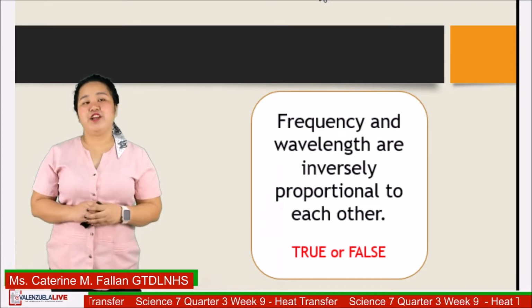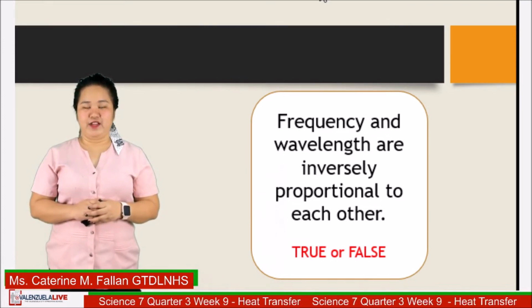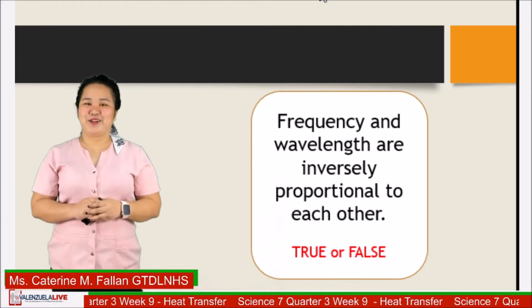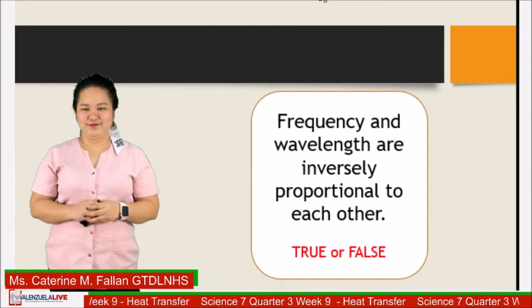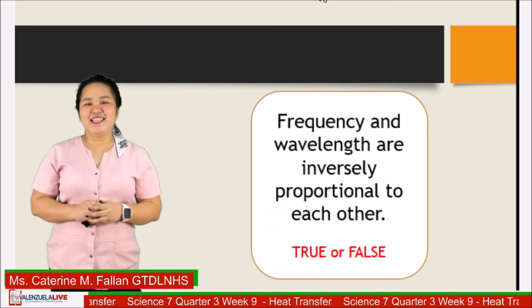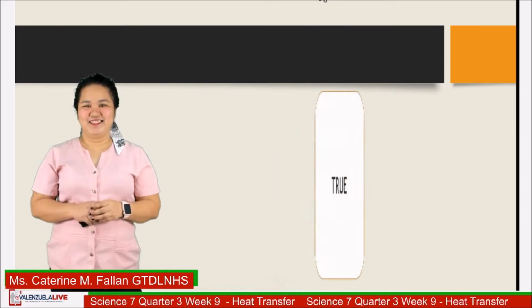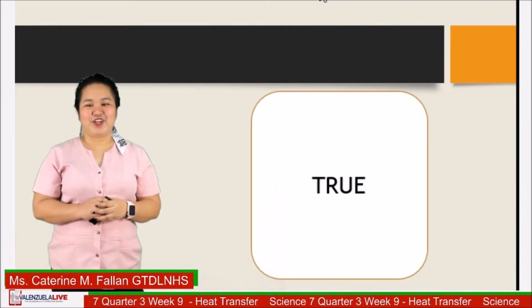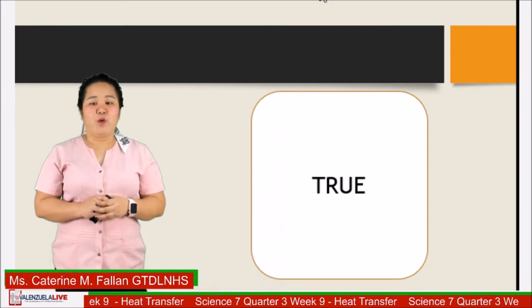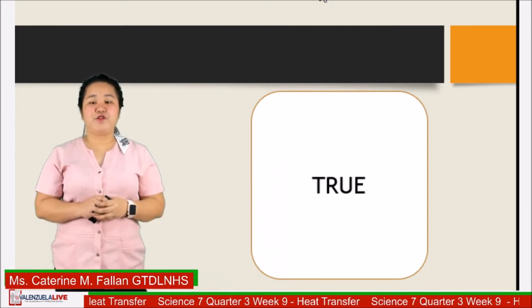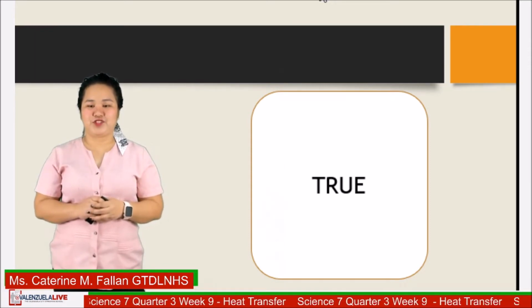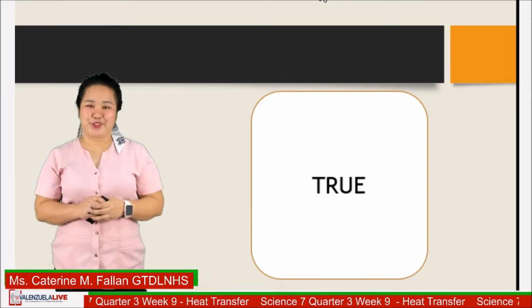For the third question, frequency and wavelength are inversely proportional to each other. Is the statement true or false? Enter now your answer in our comment section. And the answer is true. As I stated earlier, in ROY-G-BIV, frequency increases from left to right, while the wavelength increases from right to left. So, they are inversely proportional to each other. Let us proceed to the fourth question.